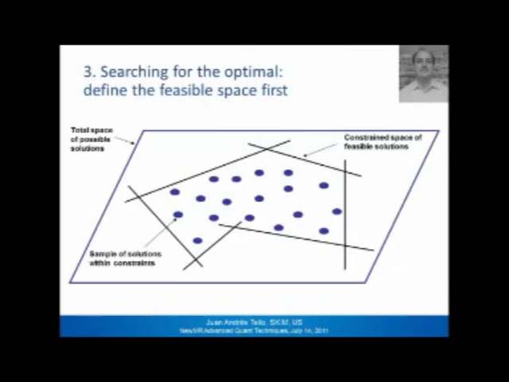The third part of revenue optimization is actually searching for the optimal. So you have your simulator there, but that doesn't tell you what is the optimal solution for your client. So you first got to define what is your feasible space of solutions. And you have the large rectangle represents the total space of possible solutions. But then you want to make sure that you constrain that space to only feasible solutions. And feasible solutions means feasible solutions for your client.